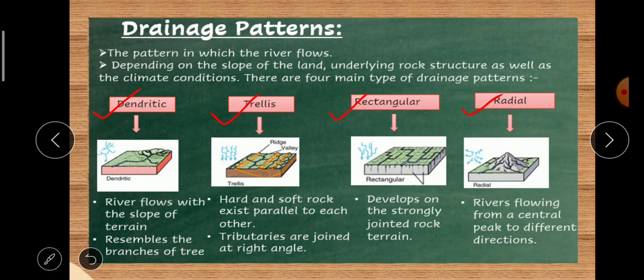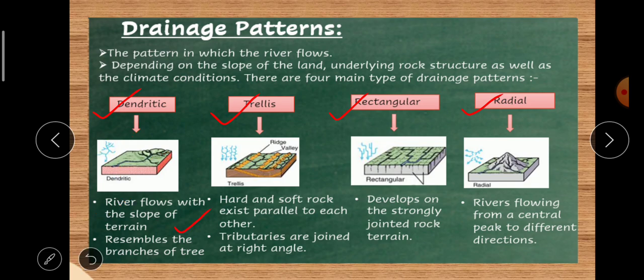First, dendritic pattern. River flows with the slope of terrain. Terrain is the plain area, another name for plains or the land. So if the terrain has a slope on the east side, the river will turn to the east side and distribute some of its water towards it. Now see in the given picture, this is the main river, it is flowing and on this side the slope came. Now it will distribute some of its water towards this slope. So this kind of pattern is known as dendritic pattern.